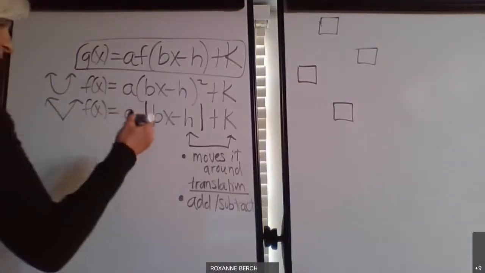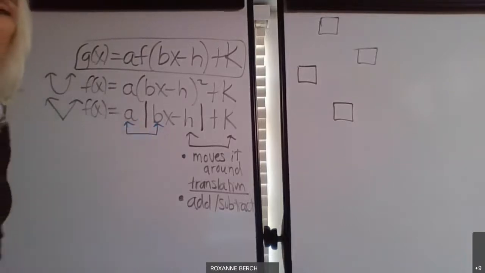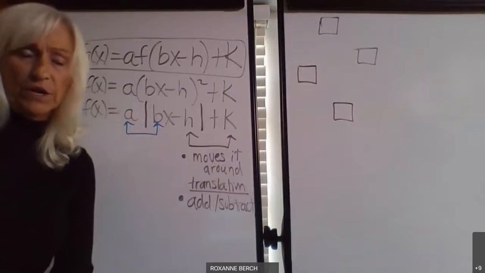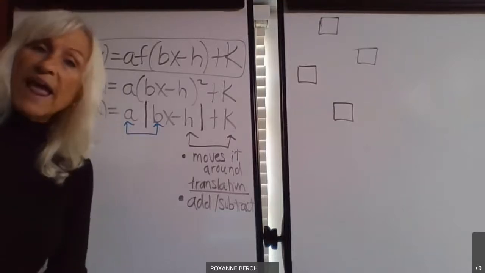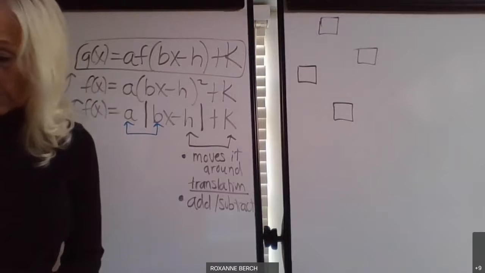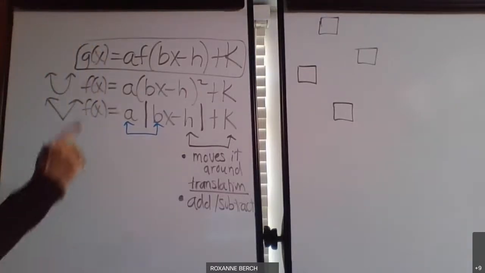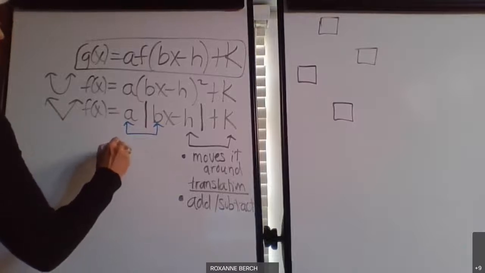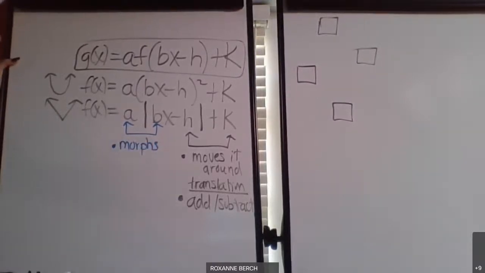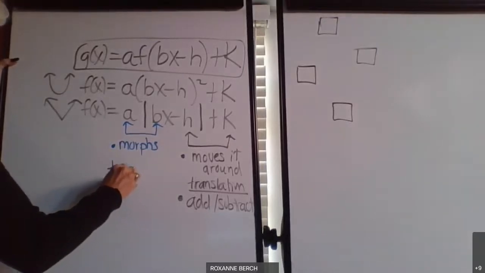On the other hand, this A and B, which by the way, in your lesson, they're afraid to give you B. Maybe they don't think you can do it. I don't know. But today I'm going to be giving you B. But in all of your problems, if you look at all your problems, they're not giving you B. Okay, this morphs the graph. And morphing means it changes what it looks like, which is called a transformation.